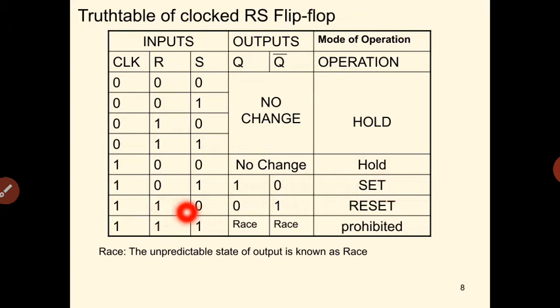And for R is equal to 1 and S is equal to 0, Qn plus 1 is equal to 0 irrespective of its Qn. So the present output state is always equal to 0 irrespective of its previous output state, so the mode of operation you can call a reset state. And for R is equal to 1 and S is equal to 1, there is no output. That means the output is invalid. So that unpredictable state of the output is known as race.